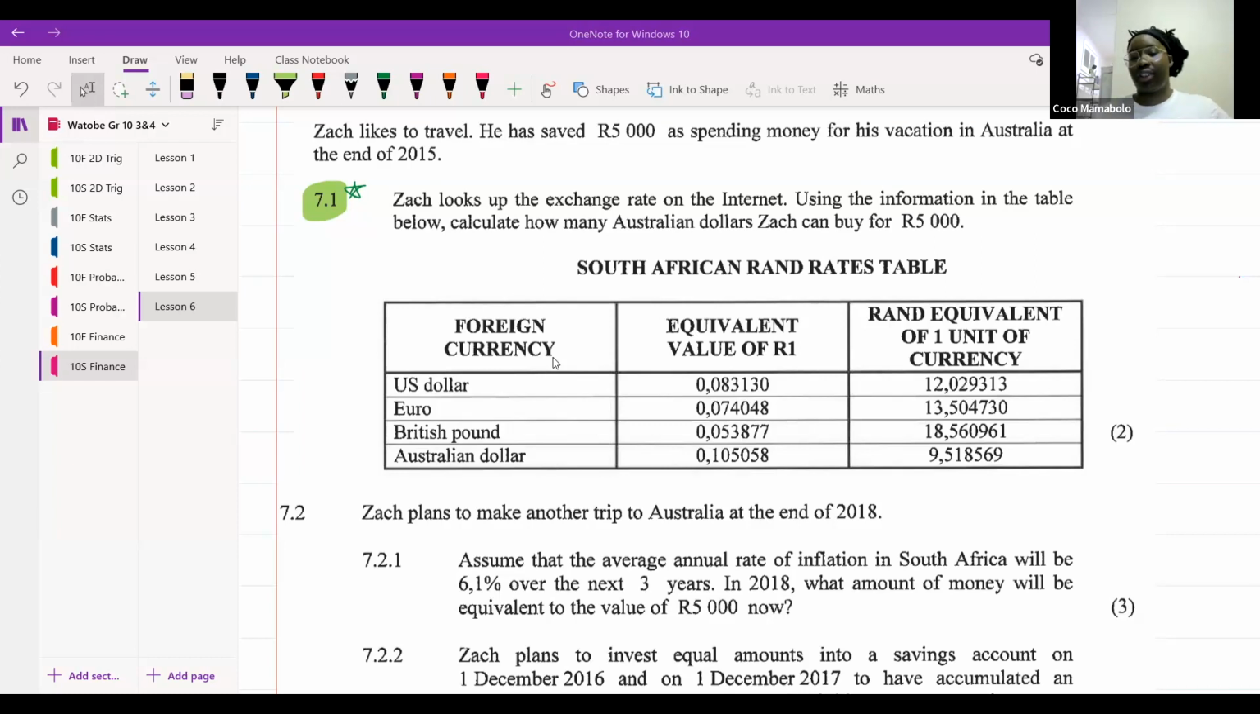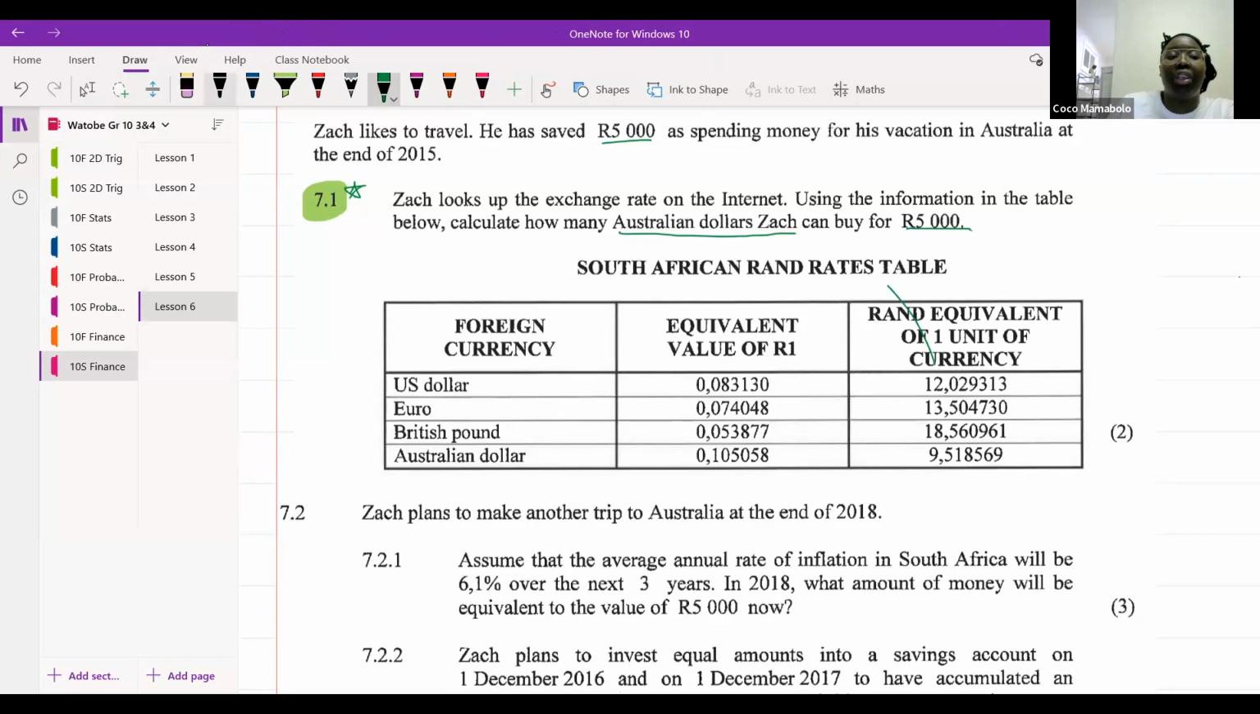All right, guys, let's have a look at this question because I'm going to guarantee you, Noah, it's not as complicated as we think. All right, so it says here, Zach likes to travel. He has saved 5,000 Rand as spending money for his vacation in Australia at the end of 2015. Zach looks up the exchange rate on the internet. Using the information in the table below, calculate how many Australian dollars Zach can buy for 5,000 Rand.